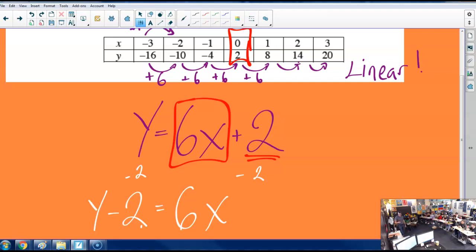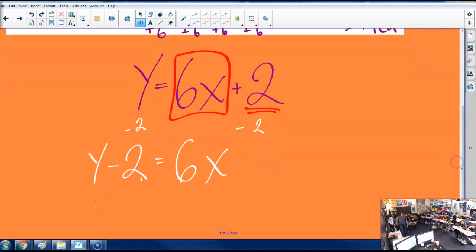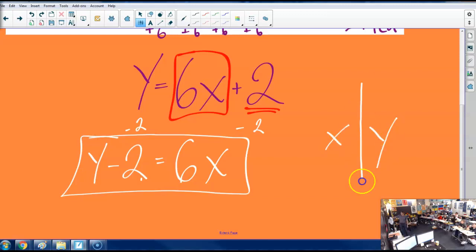Yeah, sure this is possible, because we could make an XY table and plug in when x is 0 and do the math. When x is 1 and do the math. When x is 2. So you can still do it, but it's easier to put it in this form first. Does that make sense? Mathematically, they're the same. This is better.